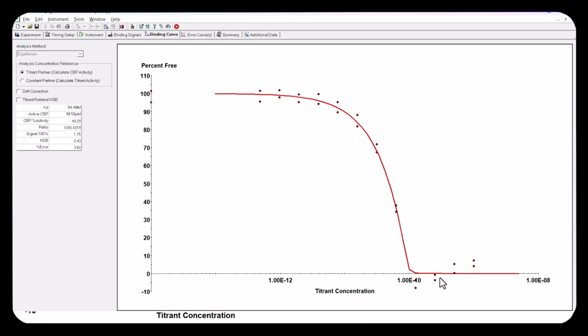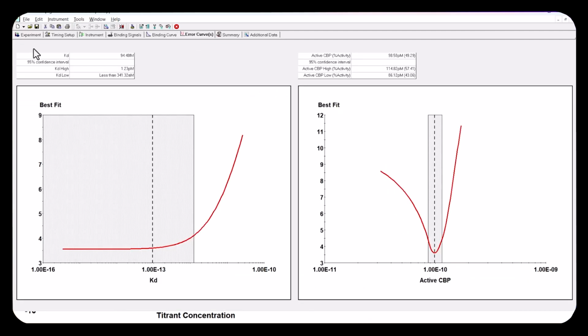And that can happen, we expect that to scale with concentration. So the titrant-related NSB model replaces the constant NSB with a constant plus a term that is proportional to the titrant concentration. So I'm just going to turn it on here and see, does it help? I guess before I click Analyze, I'll take a look here. We have not resolved the KD, but it's below 1.2 picomolar. We have resolved the CBP here, and it looks pretty good. So let's go ahead and click Analyze.